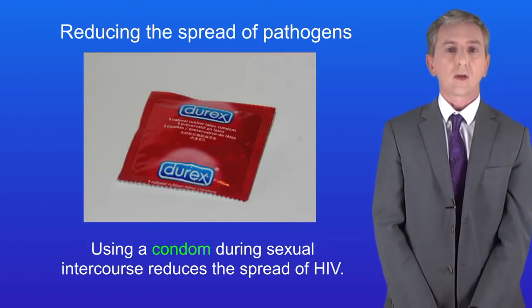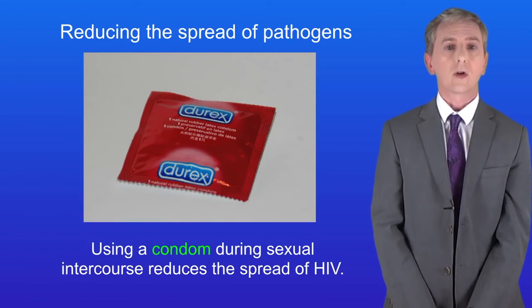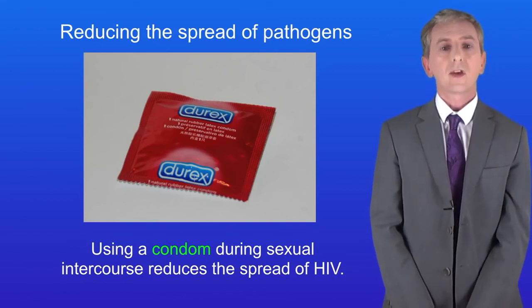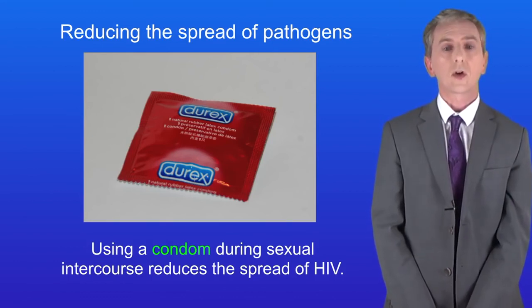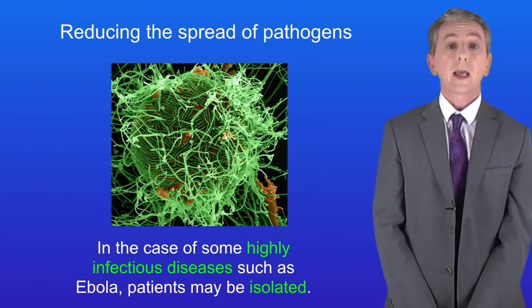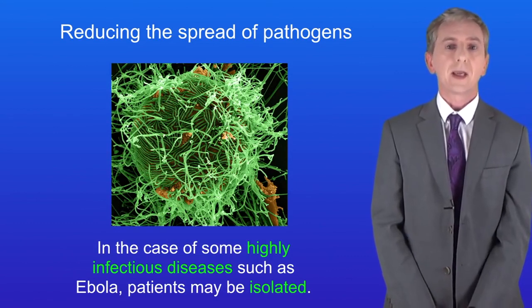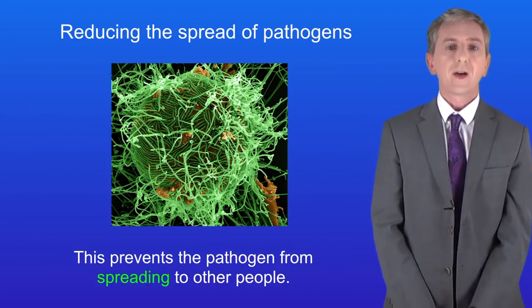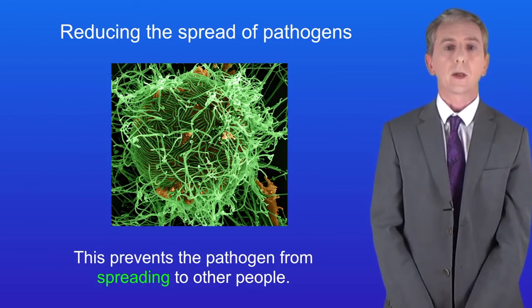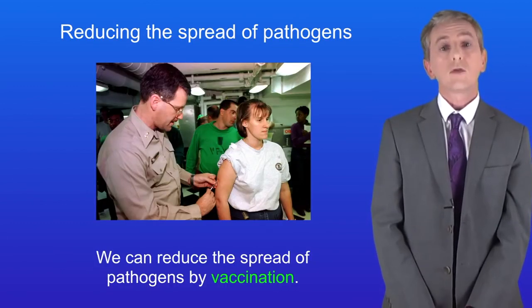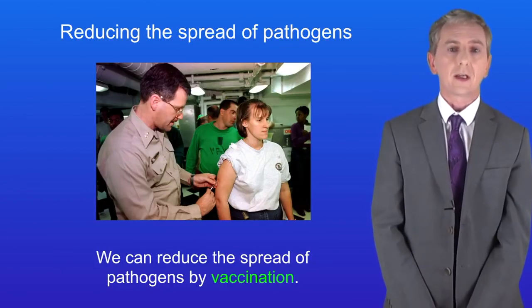Another way of reducing the spread of pathogens is to reduce direct contact between individuals. For example, using a condom during sexual intercourse reduces the spread of HIV. In the case of some highly infectious diseases such as Ebola, patients may be isolated. This prevents the pathogen from spreading to other people. And lastly, we can reduce the spread of pathogens by vaccination, and we're going to look at that in more detail in a later video.